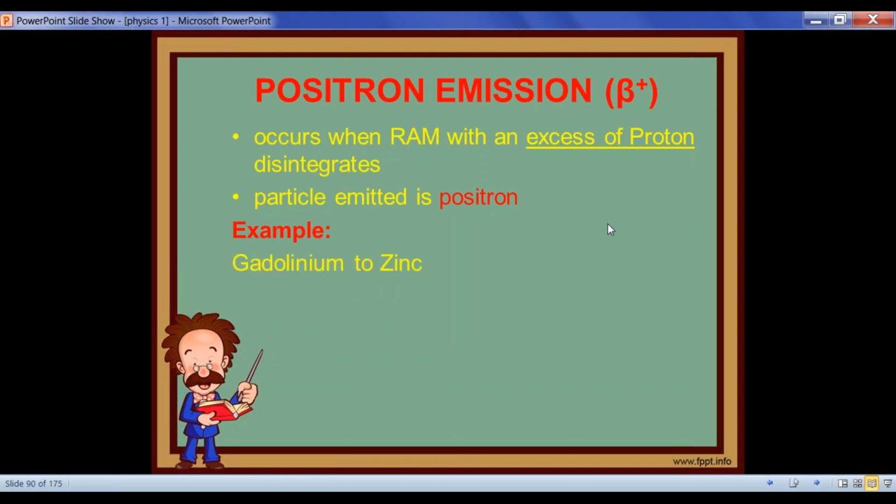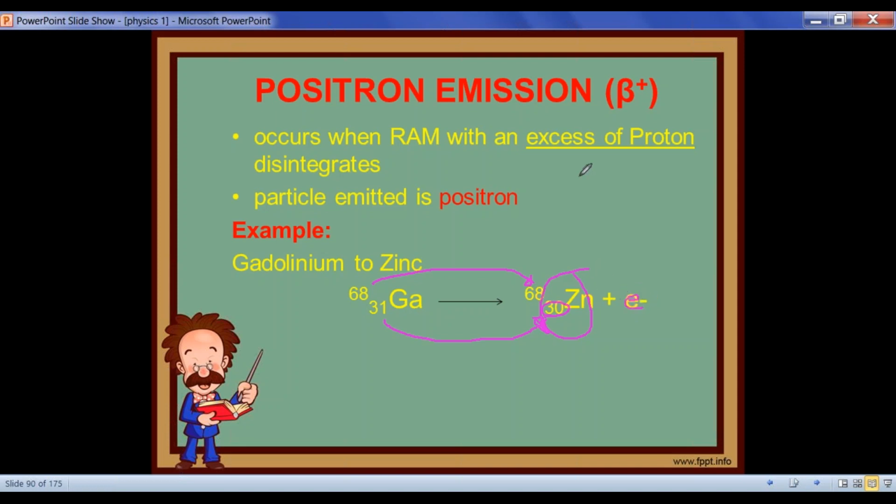So example, gadolinium, so the parent is gadolinium, the daughter is zinc. So bakit kamo? So ito po yung ating mass. So no change dahil no mass ang beta. Dahil sobra po ng protons, kailangan po natin magbawas. So 31 minus 1 is 30. So in our periodic table, 30 atomic number represents the zinc plus electron.